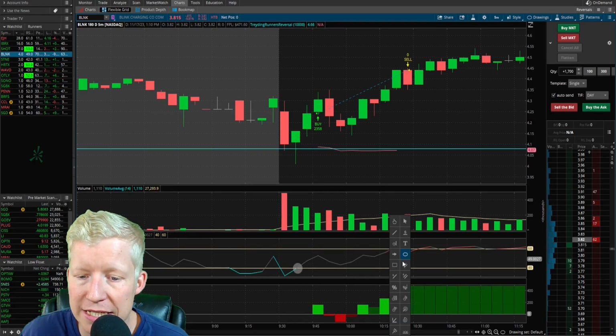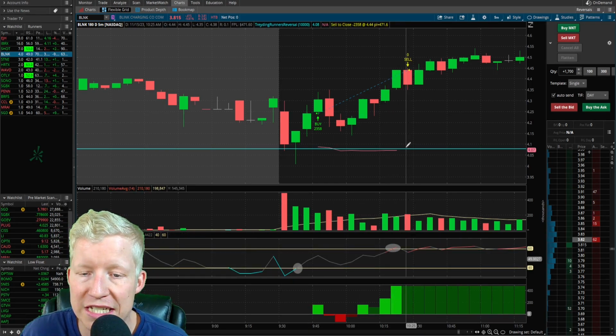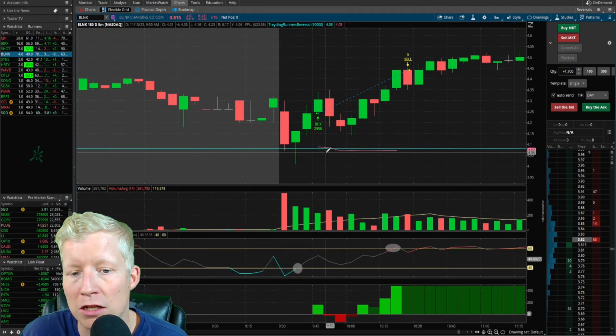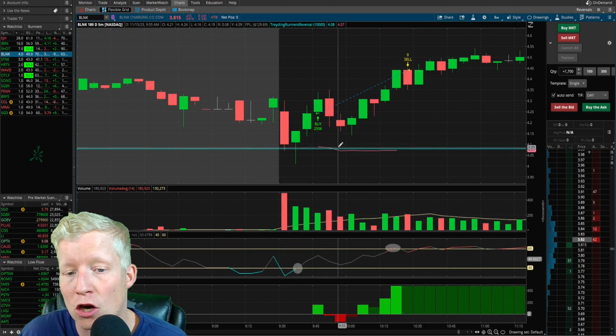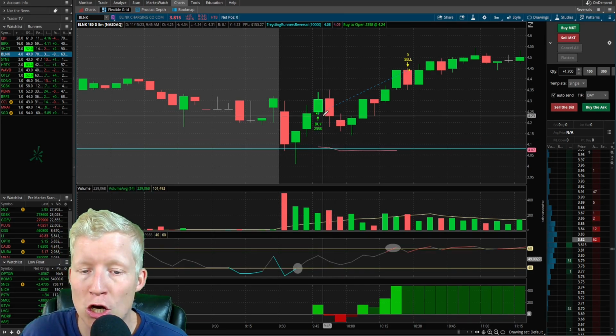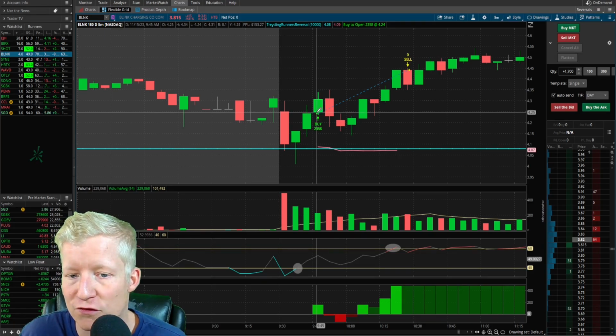Our profit target is when the RSI crosses over 60. That's where we plan to sell. And our stop loss is entry price minus ATR multiplied by 2, ATR being average true range of the last 14 bars.